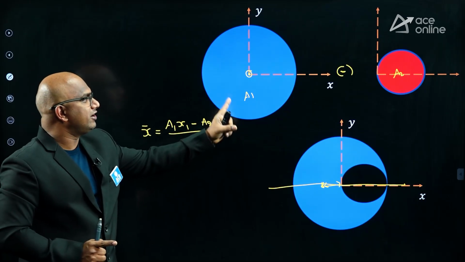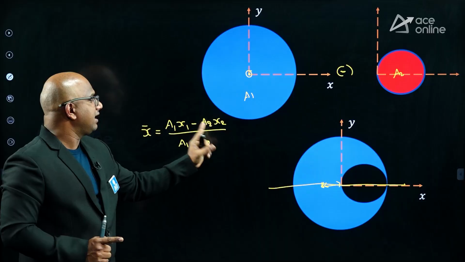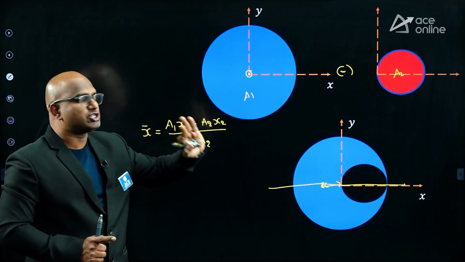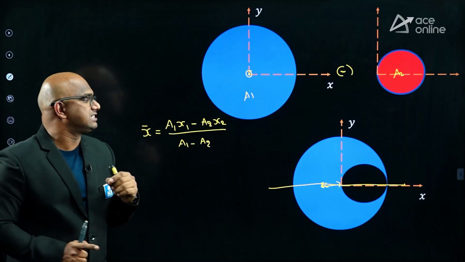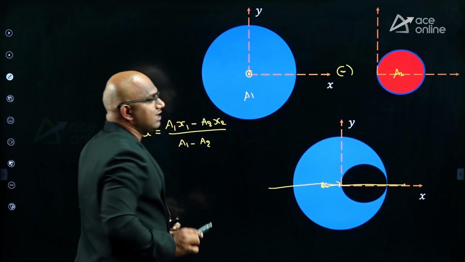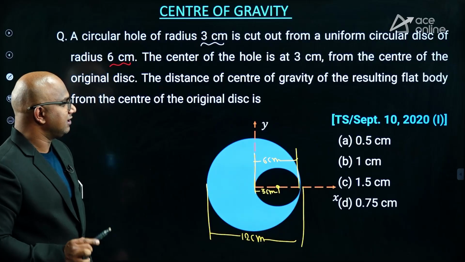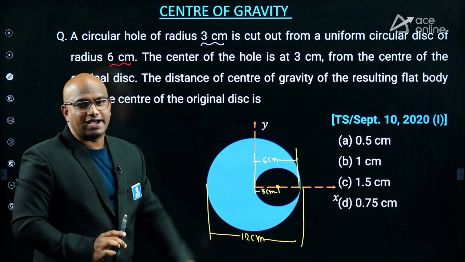You know how to find out a1, you know how to find out a2, and a1 minus a2 is the same thing, guys. x1, x2 mean the distance of the centroid of the individual section from the reference itself. This is my reference, guys, and please find out and give me the answer, guys. Please check it, guys.